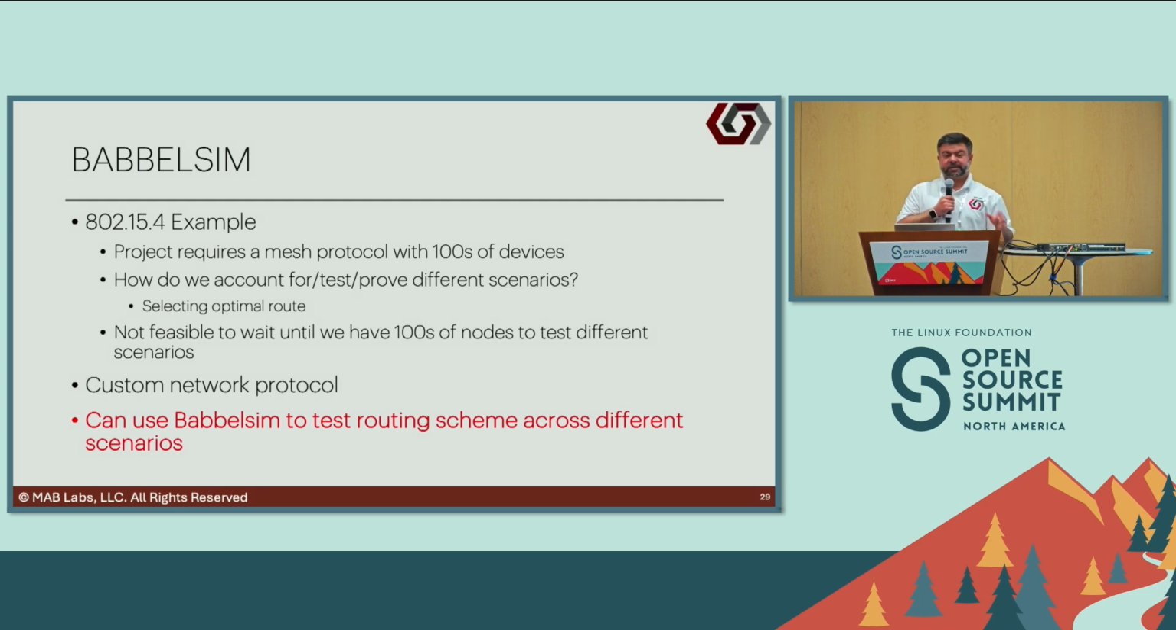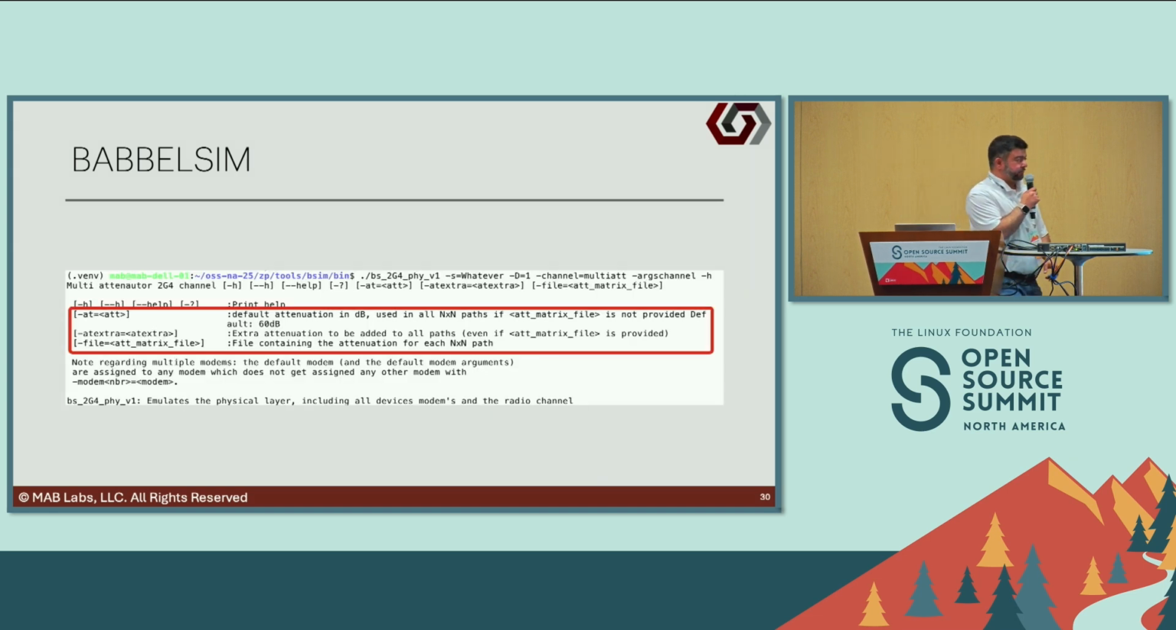Well, you can use BabbleSim to create these topologies, these different network environments, and make sure that your implementation of this routing protocol is working as you expect it to work, without waiting for the hardware to be available and coming up with these crazy scenarios in real life. That's definitely a useful thing to have, but you don't want to wait until that last point to find out that something fundamental is wrong in your design. So this is where BabbleSim really comes in handy.